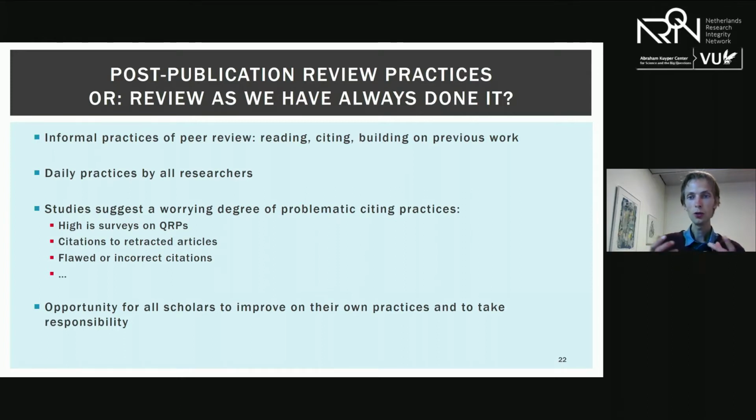one can argue that new forms of review, also after publication, could help to detect these kinds of issues. But really, I always wonder how new this kind of post-publication review really is, because isn't that what we always have been doing? There are all these informal practices of peer review. When we read an article, when we cite an article, when you build on previous work, you would, at least I expect, go into this paper and to some extent review it for yourself, and only if you determine it to be of sufficiently high quality, you would actually use it, build on it, or cite it.